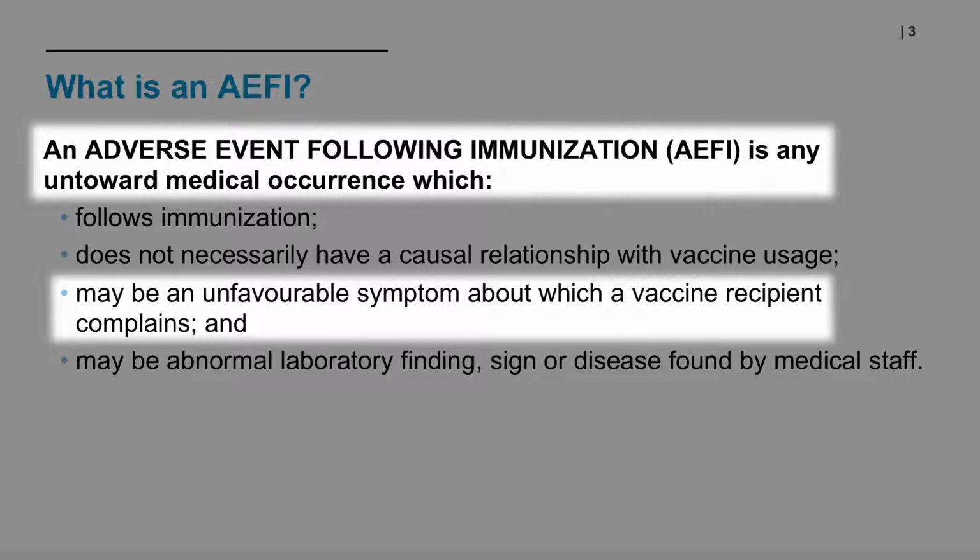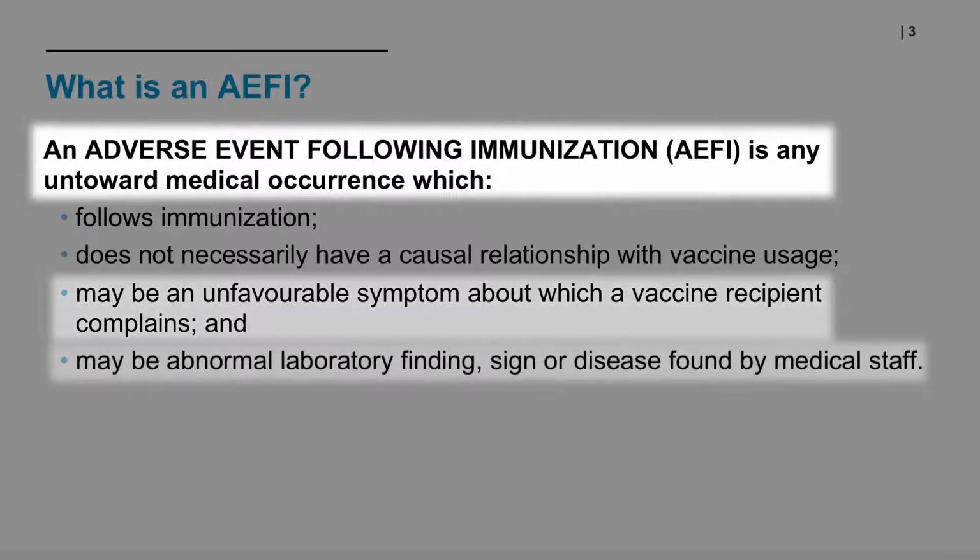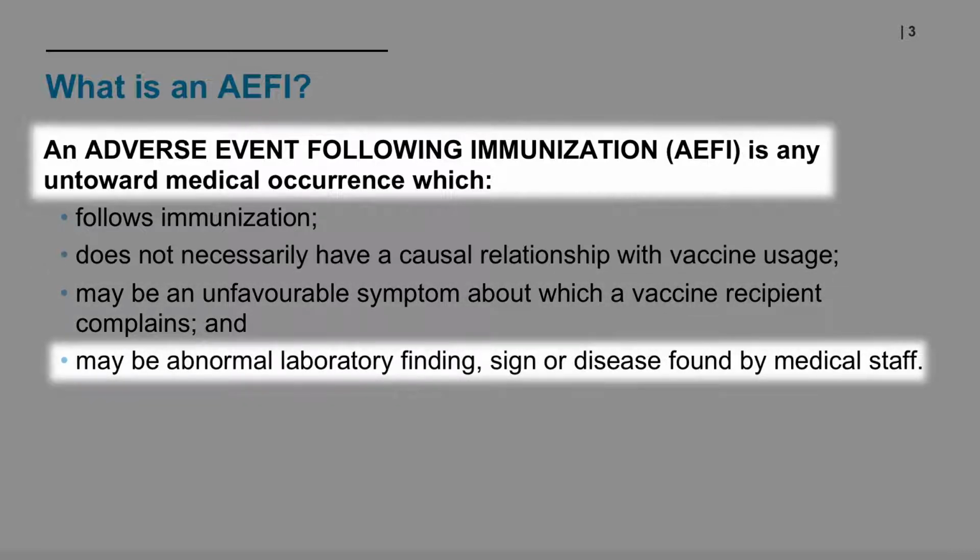the patient complains about, or it could be an abnormal laboratory finding, for example, thrombocytopenia, or it could be a symptom which is found when a physician examines the patient, for example, enlarged lymph nodes or an enlarged liver, or sometimes it could be a disease, for example, meningitis, which are all detected by a medical practitioner.